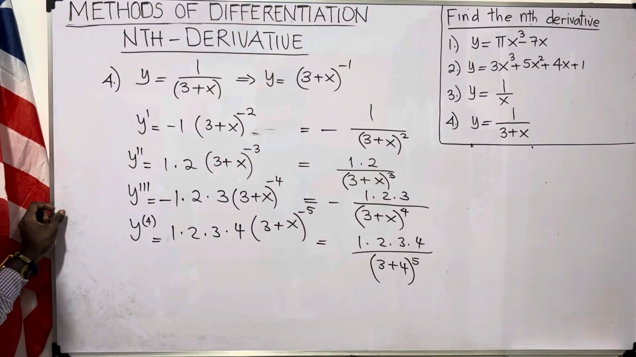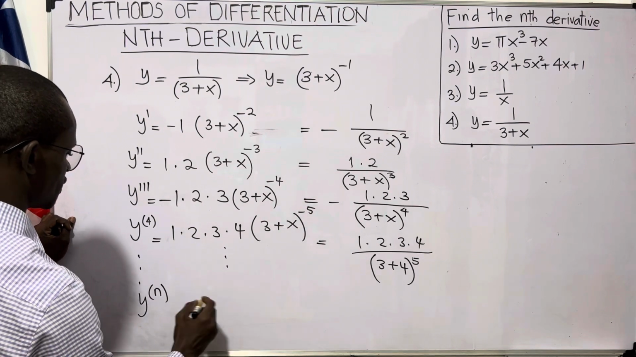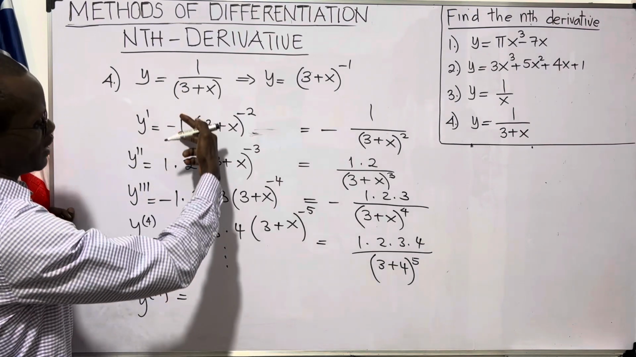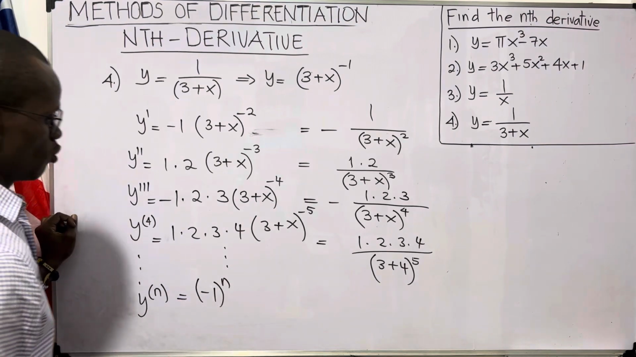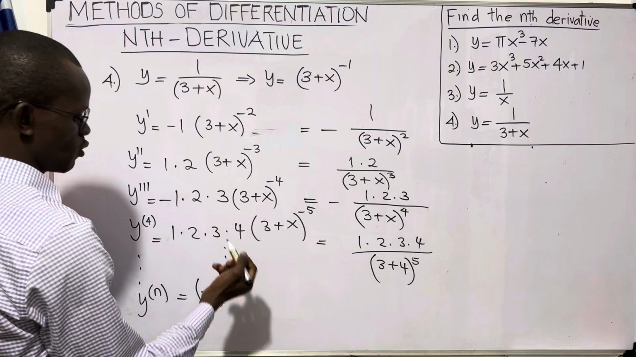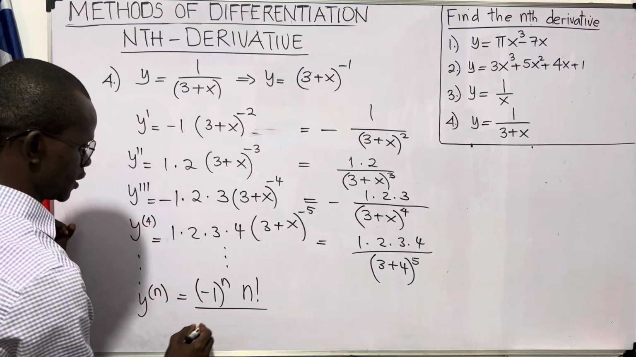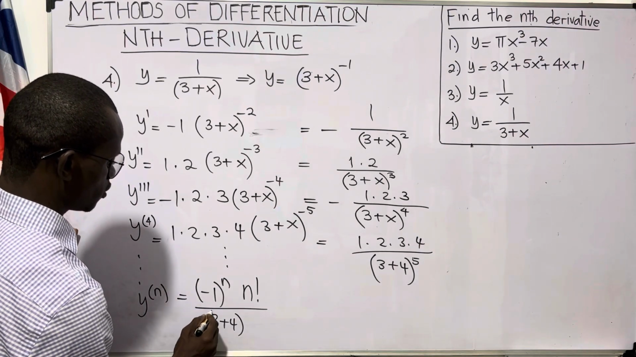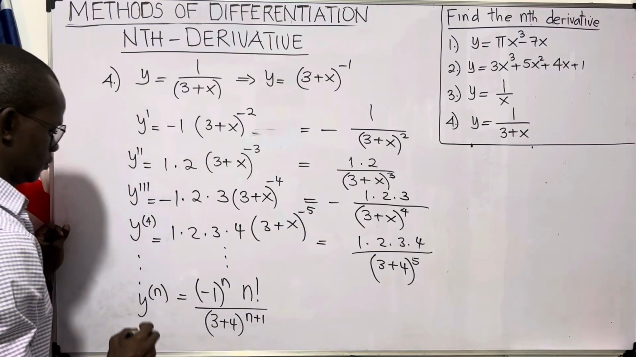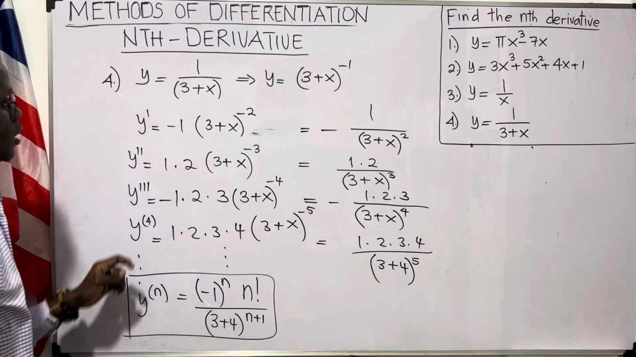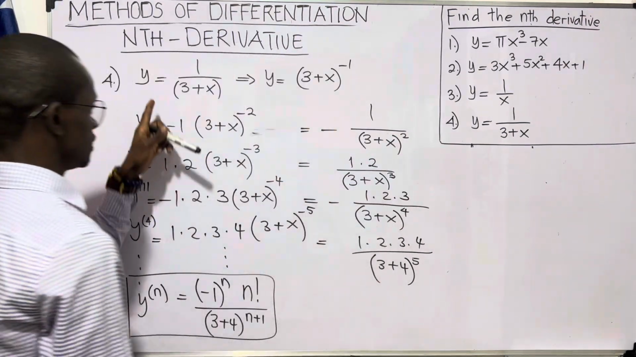So we can observe the pattern. So we say dot dot dot. The nth derivative for this would just be, because the sign is also alternating and it begins with a negative, we can have minus 1 raised to the power n. Also, we see that 1 times 2 times 3 times 4, we can say n factorial. And then down here we have (3 plus x) raised to the power 5 where this is 4, so you just add 1 to it. So there's a formula for this particular function, the nth derivative formula.